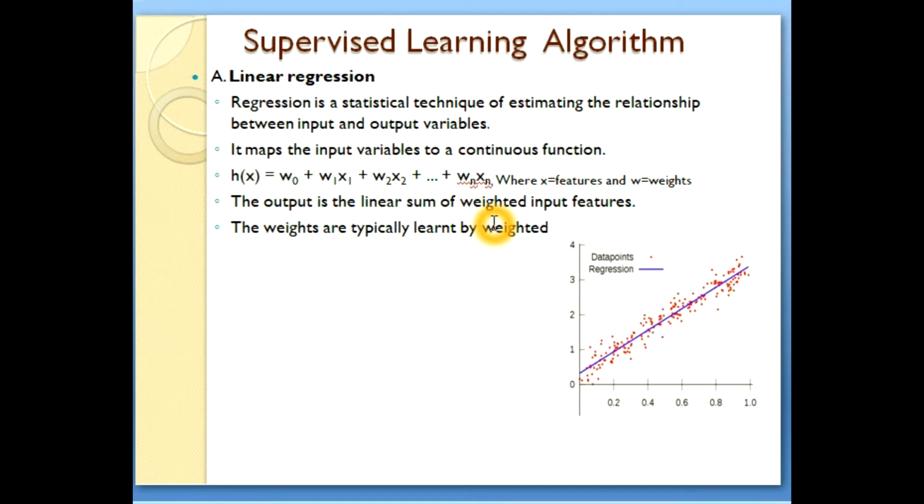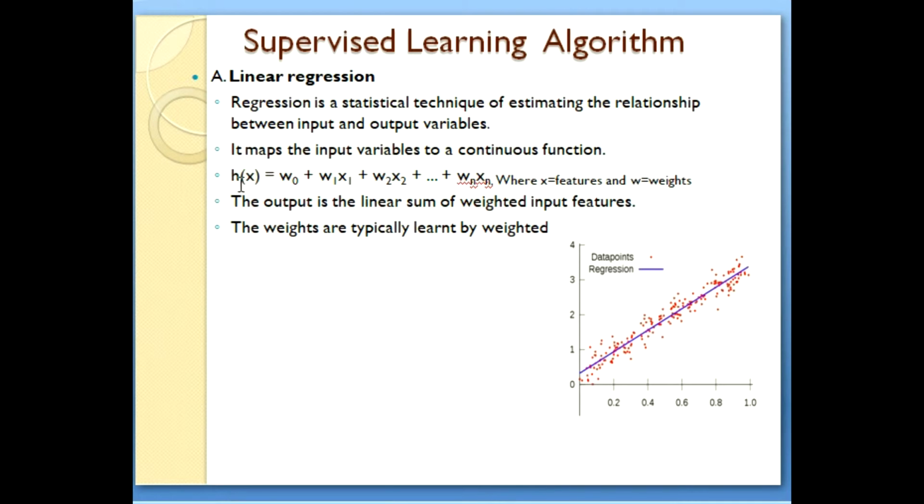For the machine learning algorithms, the first algorithm we will see is linear regression. Regression is a statistical technique for estimating the relationship between input and output variables. It maps the input variable to a continuous function.